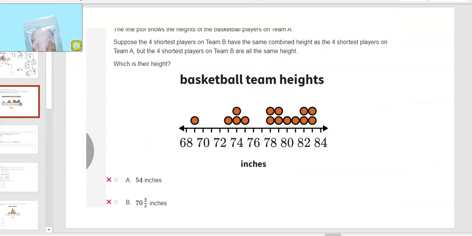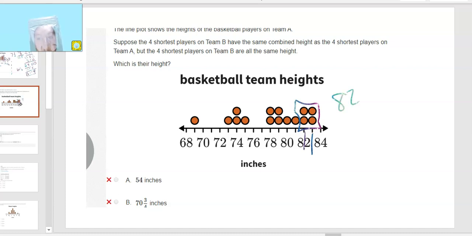The plot shows the height of basketball players on Team A. Suppose the 4 shortest players on Team B have the same combined height as the 4 shortest players on Team A. But the shortest 4 players on Team B are all the same height. What is their height? So you've got basketball players on A. So the 4 shortest ones, you got 1, 2, 3, 4, which are 82 and 83.